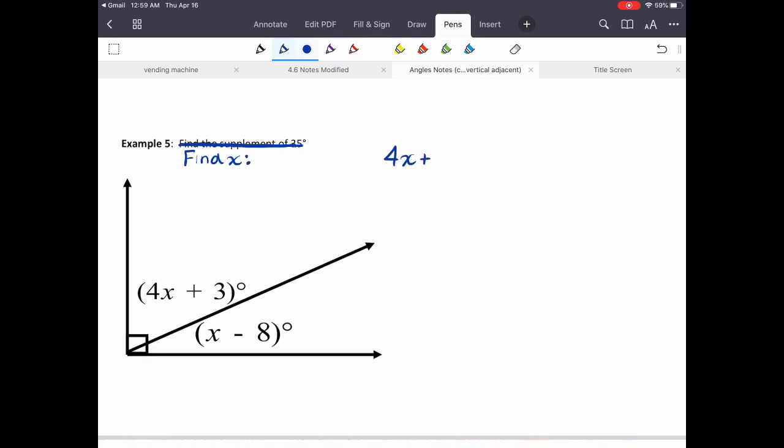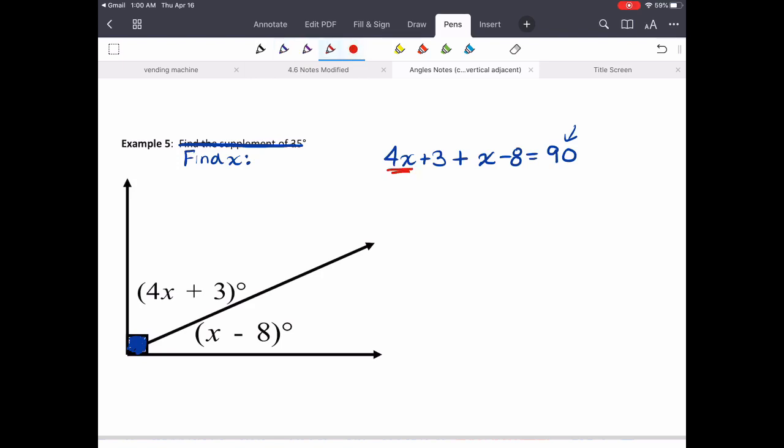4x plus 3 plus the other angle, x minus 9, or x minus 8, equals 90, because we know that those are complementary. How do we know that they're complementary? Well, we're on the complementary section of our notes, but there's a square in that corner right there that represents 90 degrees for sure.